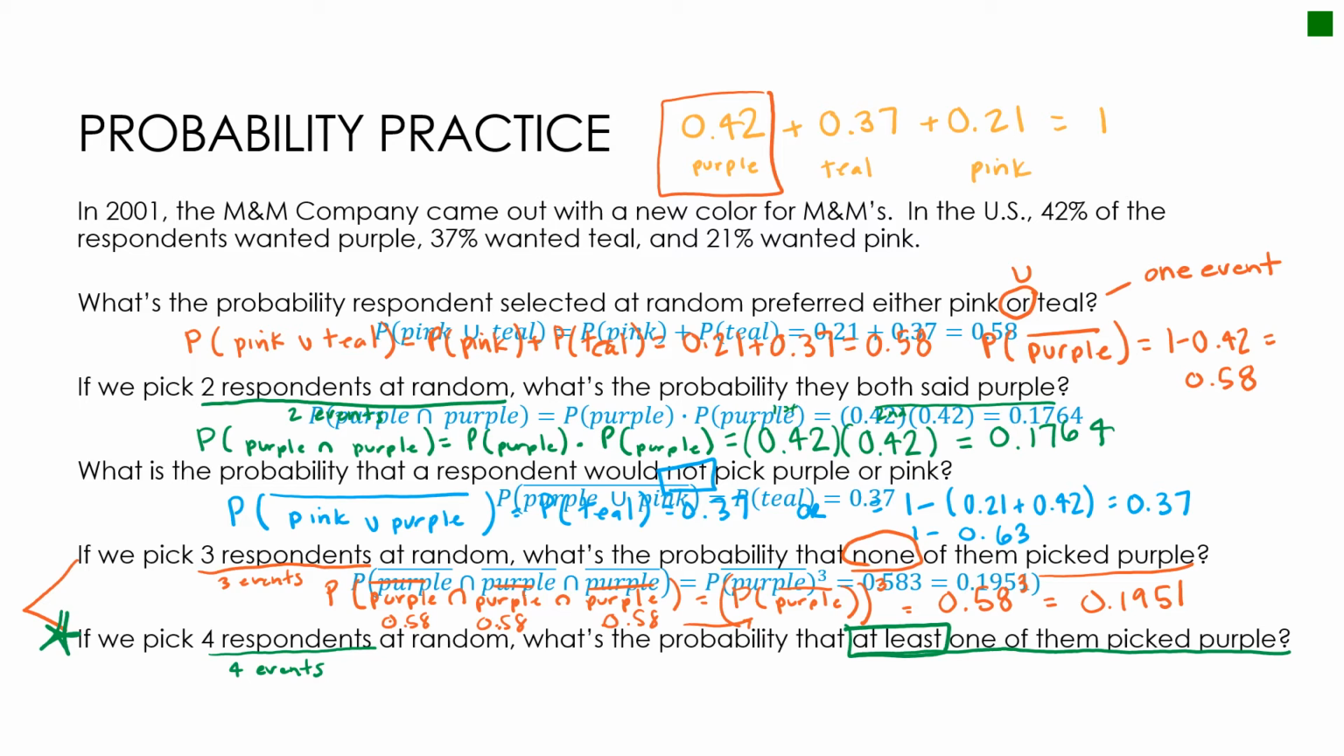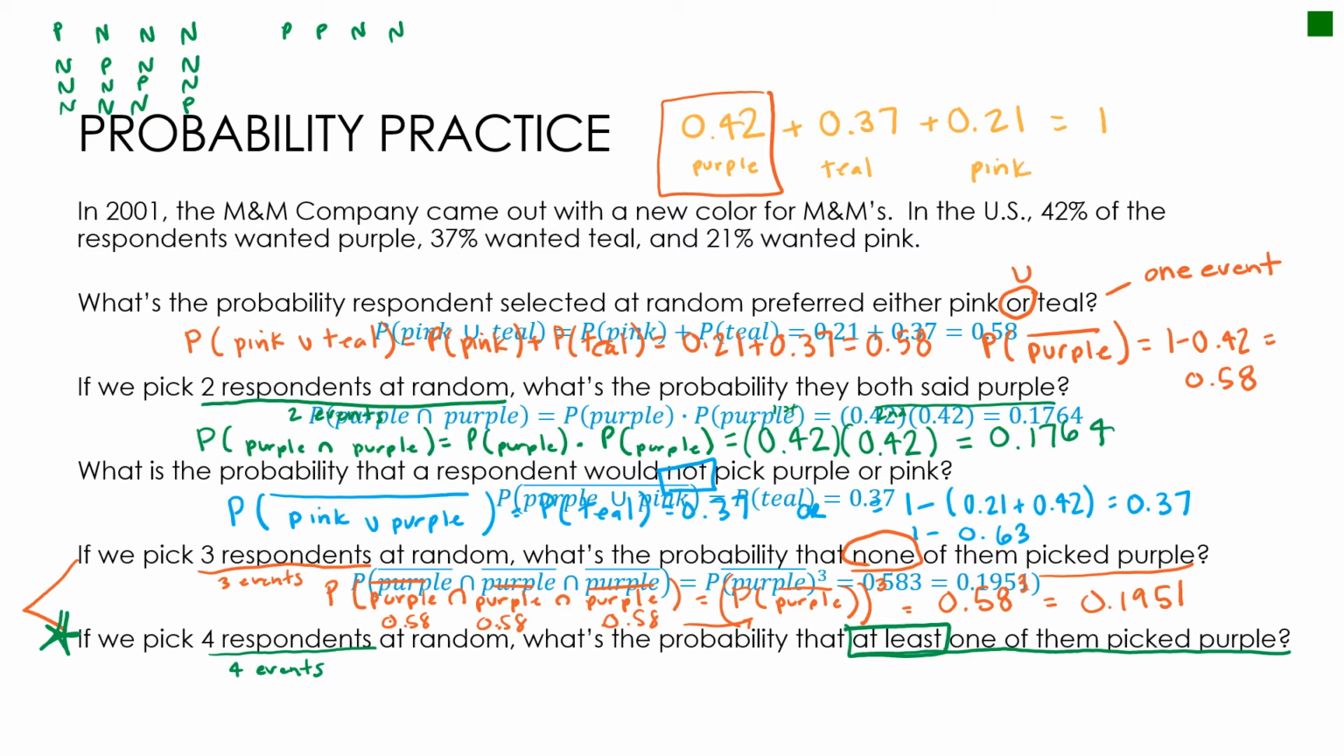And here's why. I know I have 4 people, 4 respondents. And it could be that I had purple, not, not, not. And it could be that I had not and purple and not and not. And it could be that I had not and not and purple and not, or not and not and not and purple. And that's just for 1. Then I could find the probability that 2 people said purple. So that would be like purple, purple, not, not. And we could do this all day and it would get really tiresome and be horrible.